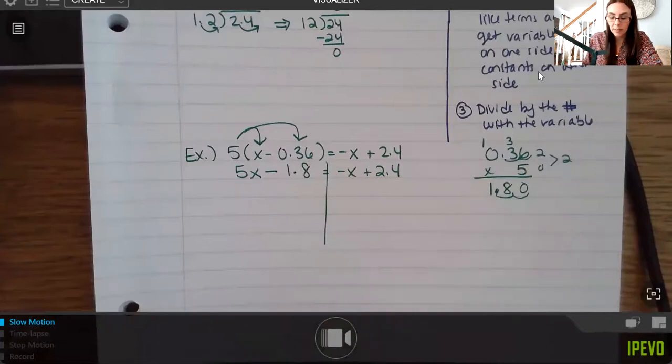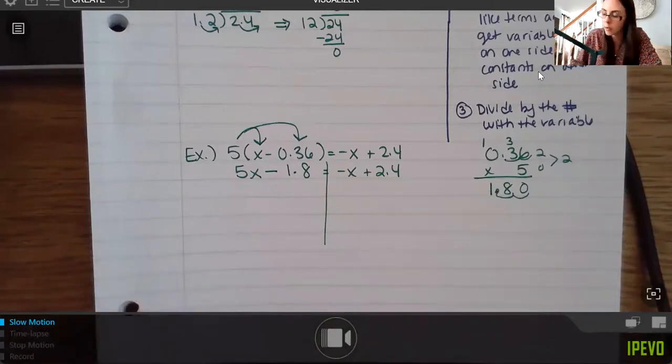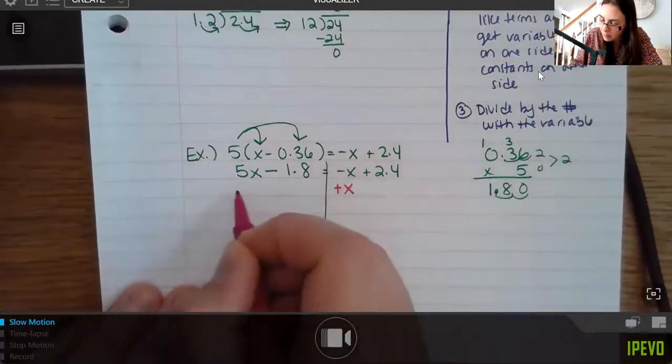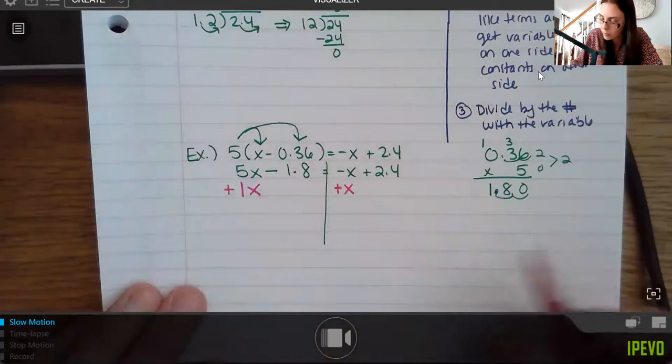So I'm just going to make a choice here. I'm going to choose to leave my x's on the left and bring my numbers to the right. When they're on both sides, you can pick whichever way you want to go. So I'm going to bring my x's over here. So I'm going to add x. And remember, if there's no number, there is a 1 there. So sometimes that's helpful to write in.